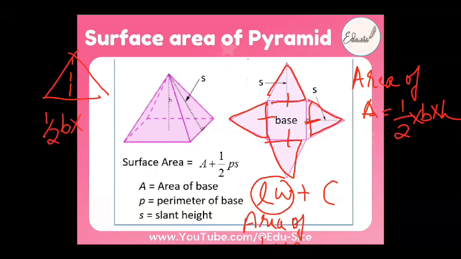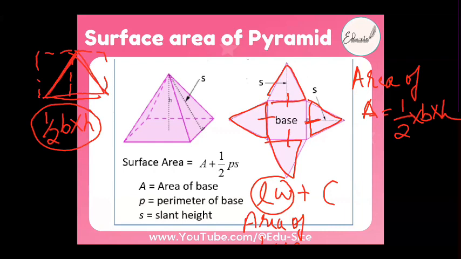Why was it half, beta? I just told you, if you just calculate base into height, then you are actually calculating the area of the rectangle and not the area of this one. So we are multiplying it by half to make the area of the triangle. So for the area of the triangle, we write half into base into height, right?